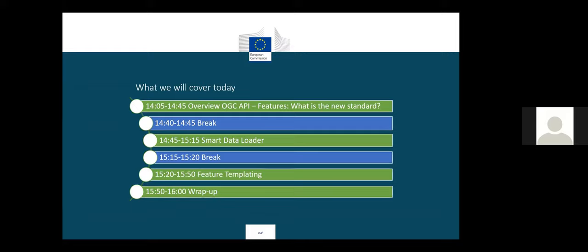Simon, thank you very, very much for this wonderful opportunity to present what we've been doing. For today's workshop, I will start with an introductory block explaining what OGC API Features is. What is this new standard? Where did it come from? And what does it bring us? Then we will have a very short break. Then Nuno will come on and start explaining the exciting new functionality we've been developing under API for INSPIRE. The first block is the smart data loader: how to rapidly get complex data online, regardless of format. Then we've got another break, and then we show you how, with feature templating, we've developed a very dynamic way of getting your data online in whatever structure or profile you need.